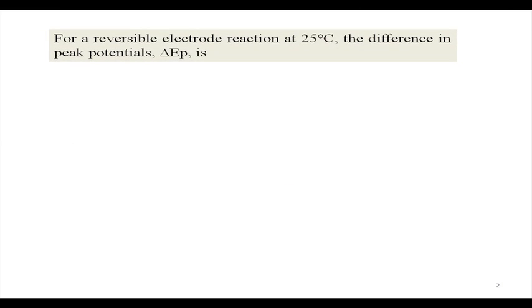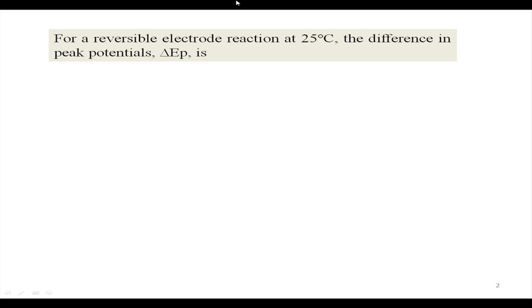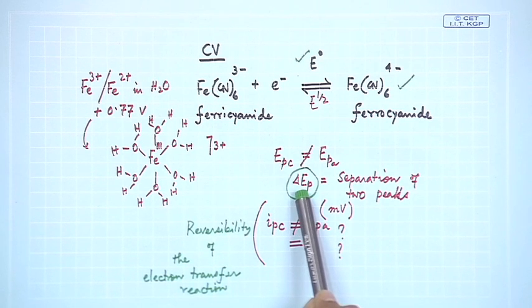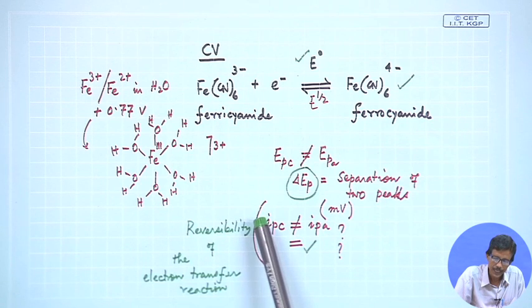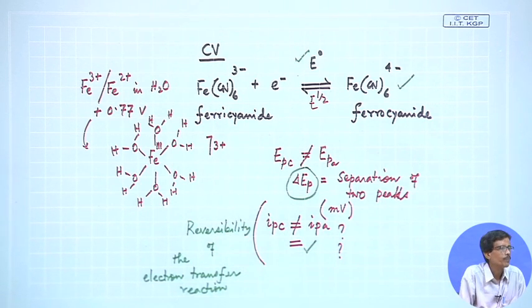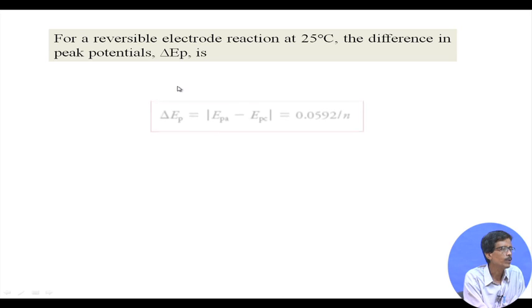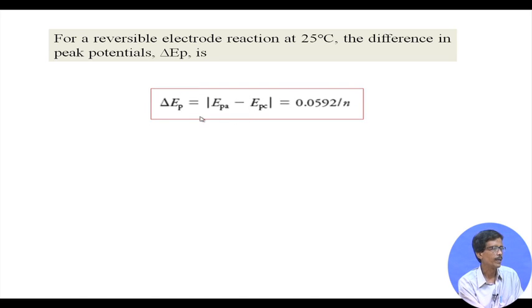So, for a reversible electron reaction, the typical definition at 25 degree centigrade is the difference in peak potentials, what we just now saw as delta EP. So, delta EP is your difference in peak potential or the separation of the two peaks that I have shown in that particular plot. So, this delta EP will therefore be this separation, that means either EPC minus EPA or EPA minus EPC, taken as the modulus depending upon in which direction you go for the corresponding scan.